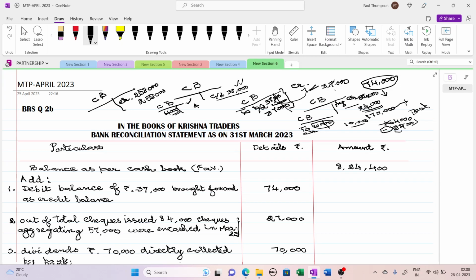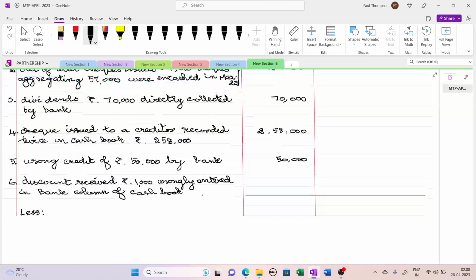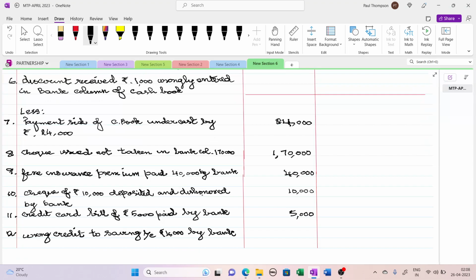But what the bank did, by mistake, Krishna Traders savings account, this has got deposited into savings account. So in bank this amount has not got credited in my current account. So in my current account, to this extent my balance will be less. So I should take it to the lesser column, 4,000, because this has gone to savings account.